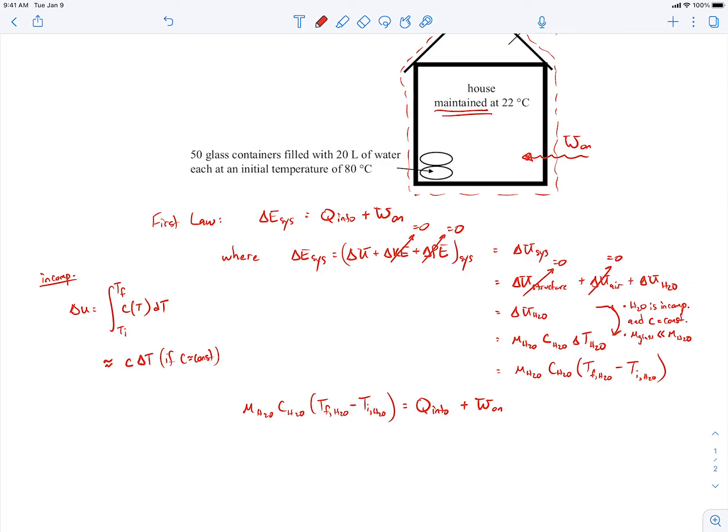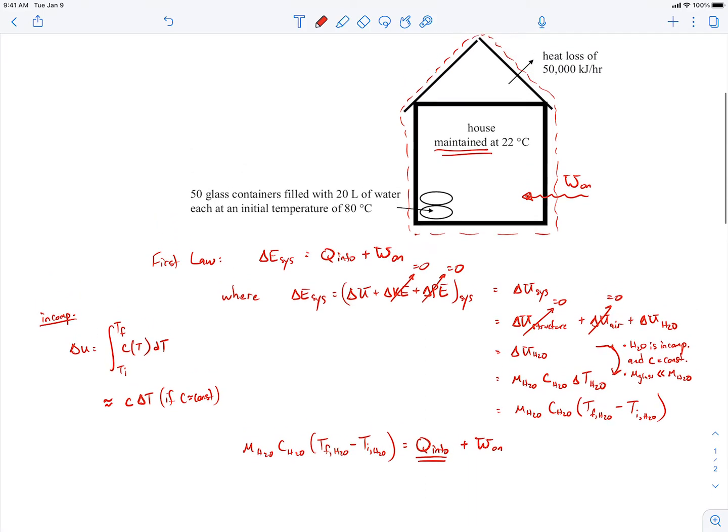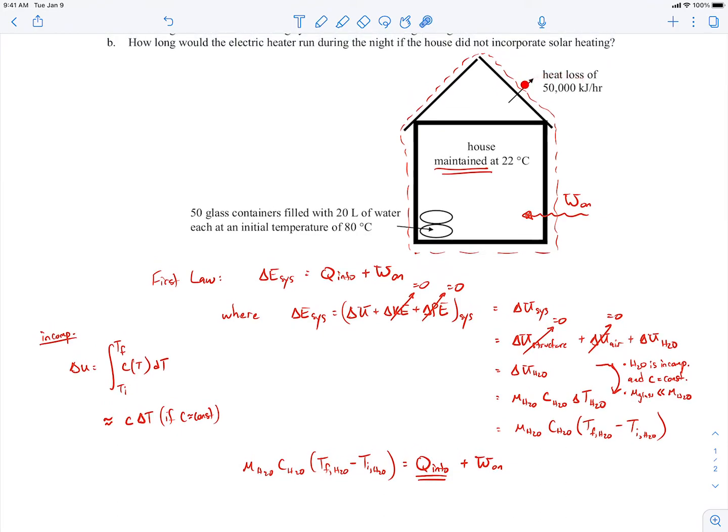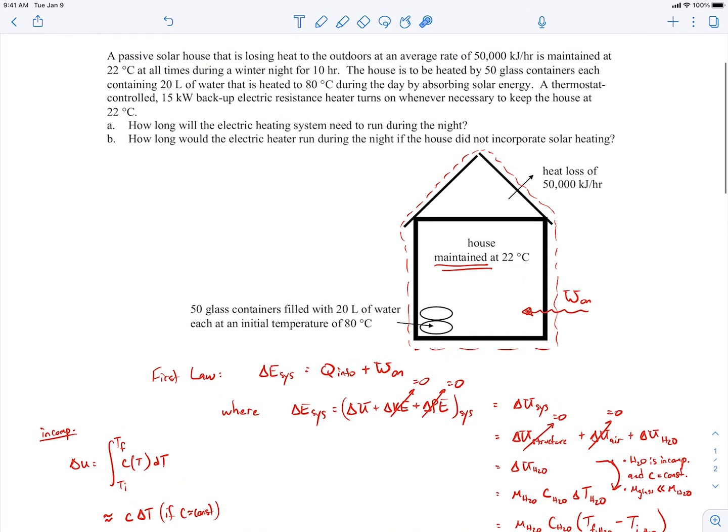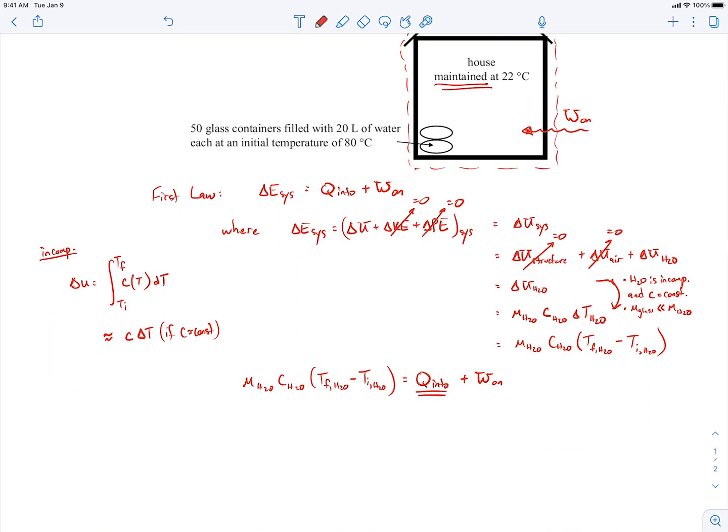Now let me go ahead and address the heat transfer into our system. In fact, what's happening is there's heat loss, so this quantity is going to be negative, and it's 50,000 kilojoules per hour, and we're told that we have to go all night for 10 hours. So the total heat loss will be this 50,000 kilojoules per hour times 10 hours. So let me put that here. So this will be minus 50,000 kilojoules per hour times 10 hours. Okay, so that's the heat transfer in. It's actually out, but that's fine.